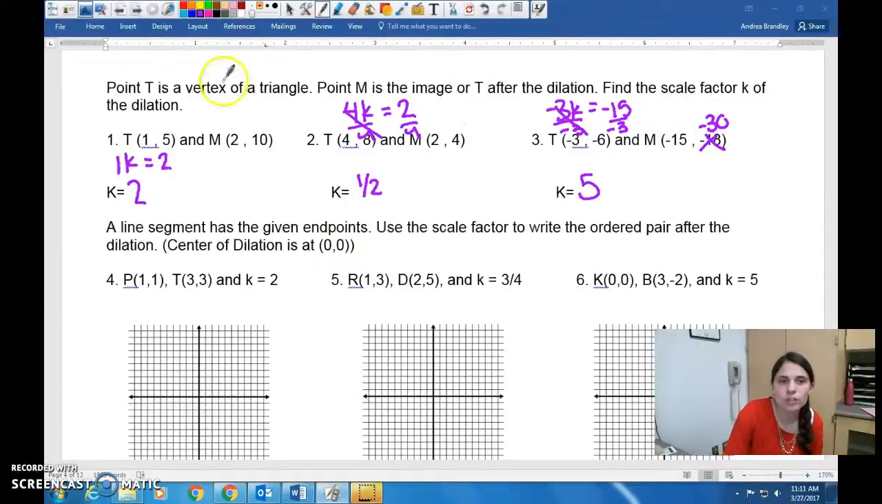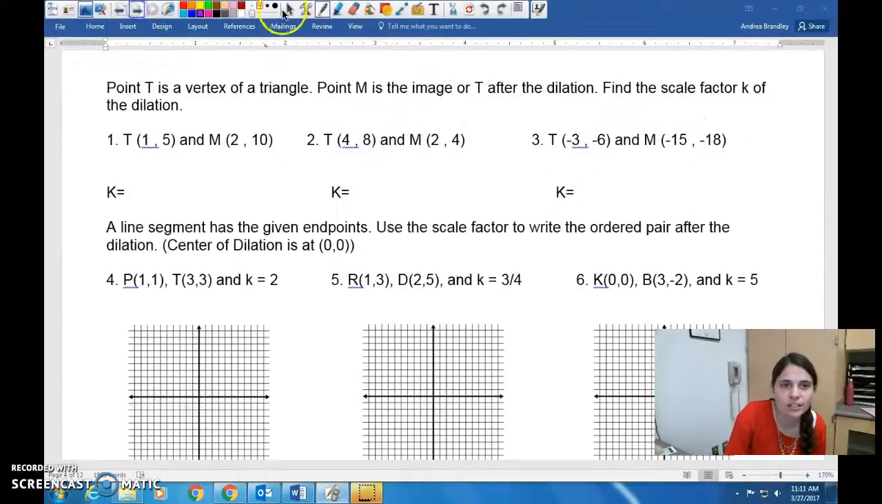So that's just really quickly how you can find those scale factors. Even if it's not drawn for you, you can just use the points to do that.